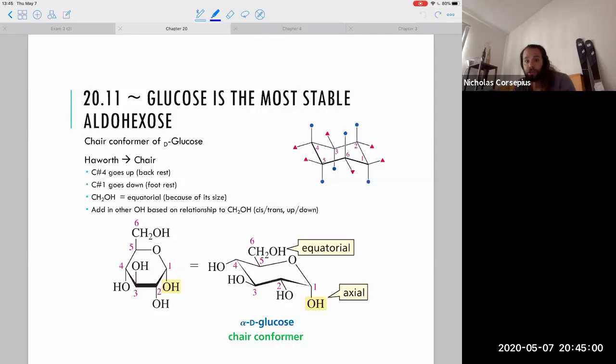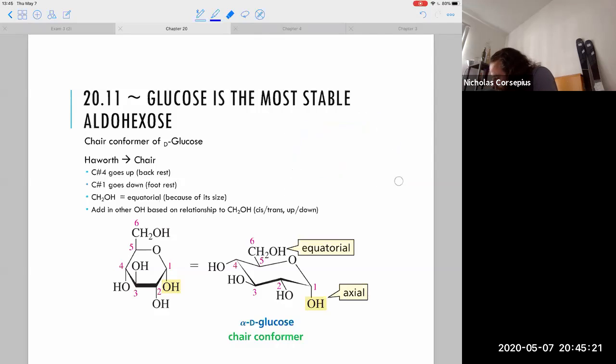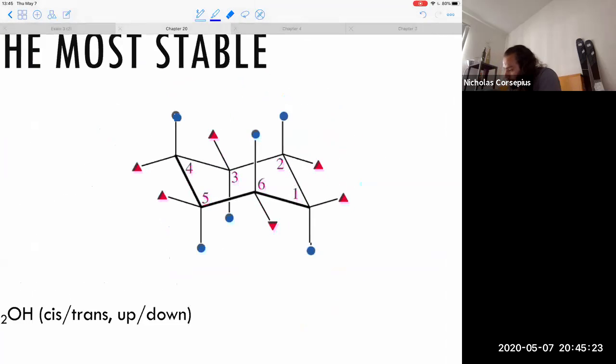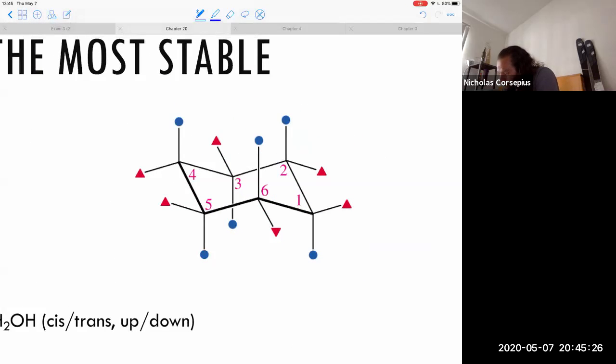How these things are actually shaped, how they're actually arranged in space, is the chair. All right, so now we got to work on going from Haworth to chair, right? We did Fischer to Haworth. Now we got to go from Haworth to chair. Okay. Let's actually zoom in on this generic guy here, right? So there are different positions that are labeled here as either circles or triangles, right? In my chair projection, the circles are meant to represent what type of position?